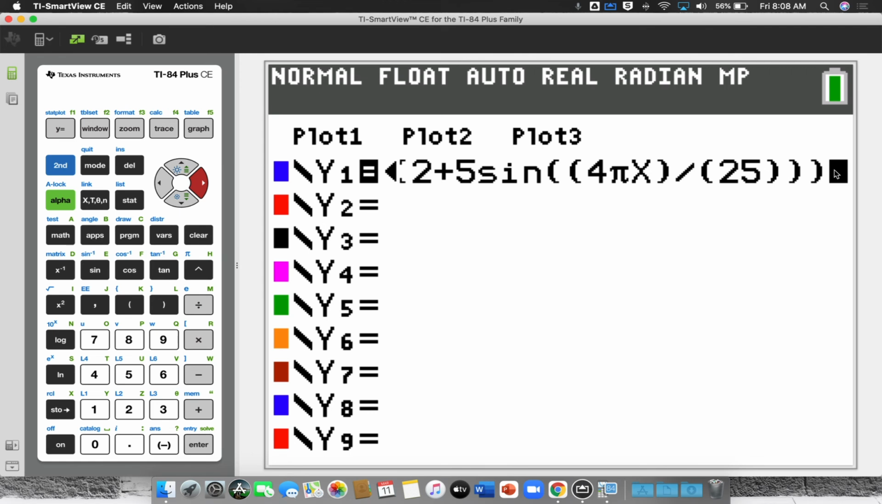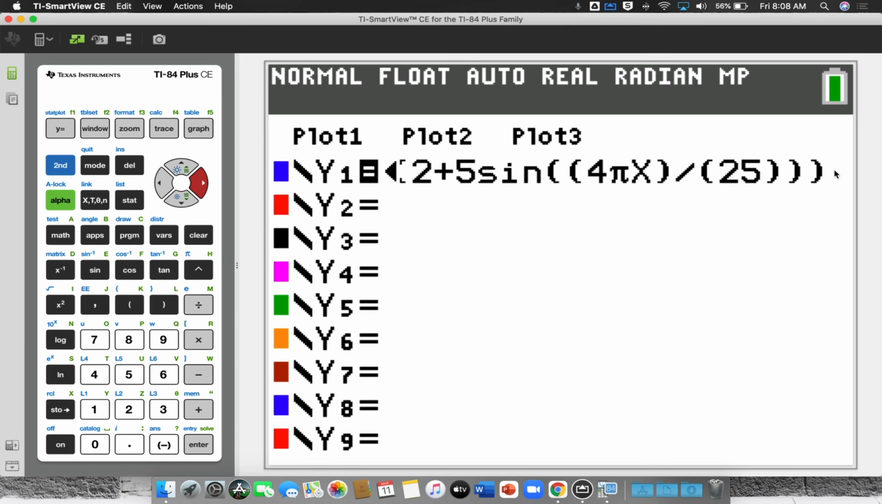Okay? And do you need all those parentheses? I always do, because your calculator knows PEMDAS really, really well. And sometimes it might divide when you actually want to multiply first. I want it to multiply 4 pi x first, get an answer, then divide by 25, and then take the sine, right? That's what I want it to do. So I want to be very direct with my calculator so that there's no chance it could mess up. Okay?